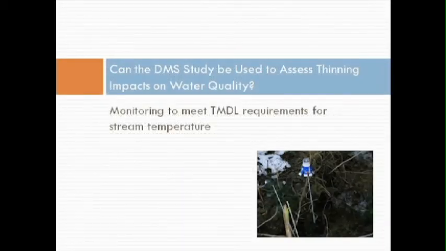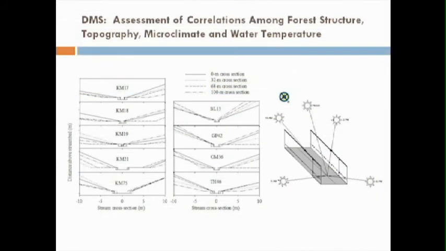So where we've gone from that point in the first phase, more recently we've begun to ask the question as to whether or not density management study can be used to assess thinning impacts on water quality. And again, we're trying to get at some of the issues that have arisen with monitoring to meet TMDL requirements for stream temperature. And I'm just going to briefly summarize what we've done here.